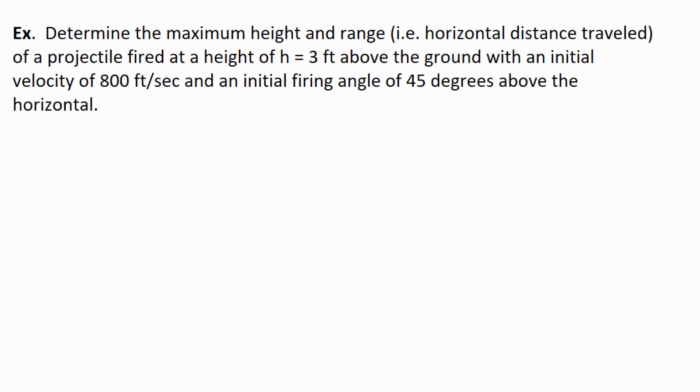So in this example, let's determine the maximum height and range. Now, when I say range here, I mean the horizontal distance traveled of a projectile fired at a height of h equals 3 feet above the ground with an initial velocity of 800 feet per second and an initial firing angle of 45 degrees above the horizontal.